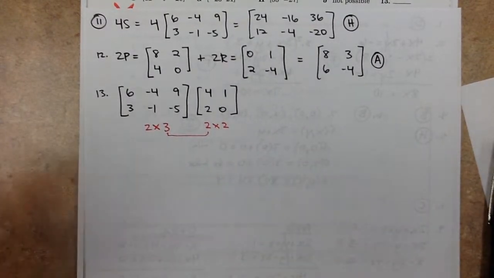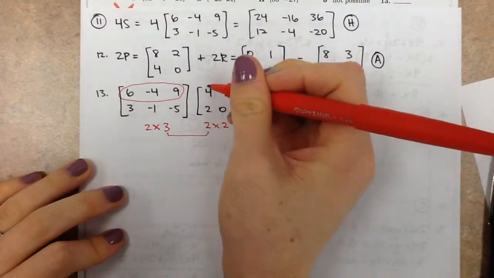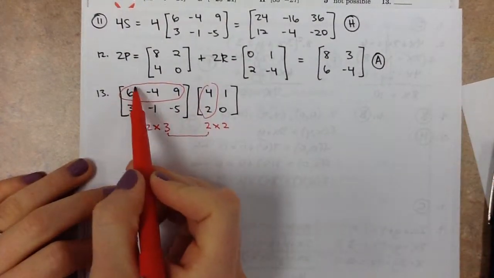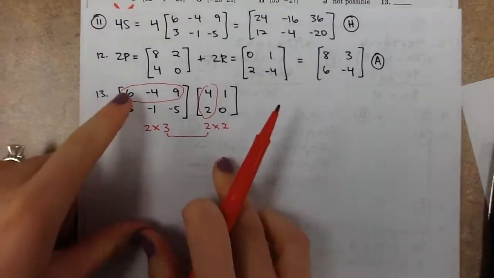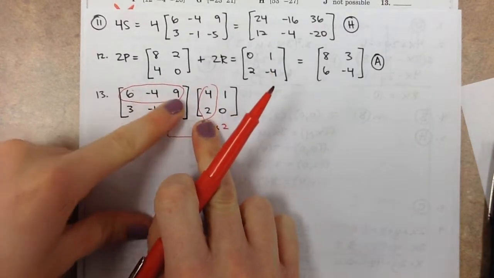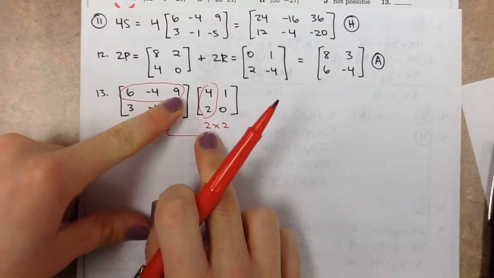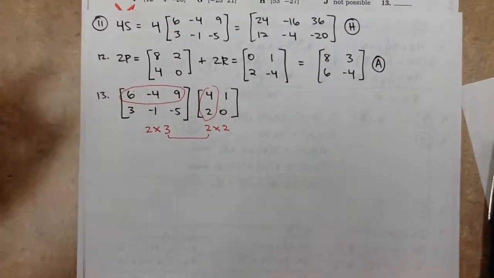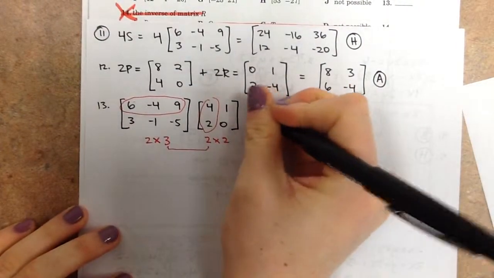If we were allowed to multiply them together, remember the way this works is you circle the row here, the column here, and then you match each term and multiply it together. But the reason this one doesn't work is because we do 6 times 4, then we do negative 4 times 2, and then the 9 doesn't have a buddy. That's why this would have to have as many rows as this one had columns. So this one does not work, so we'd go with letter J, not possible.